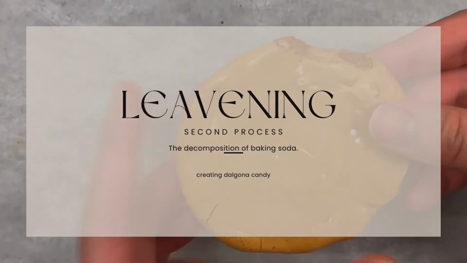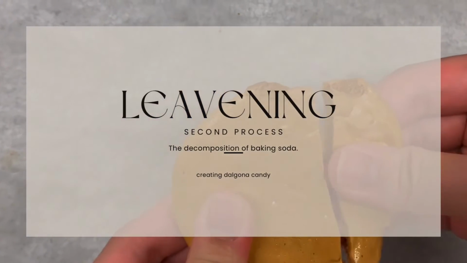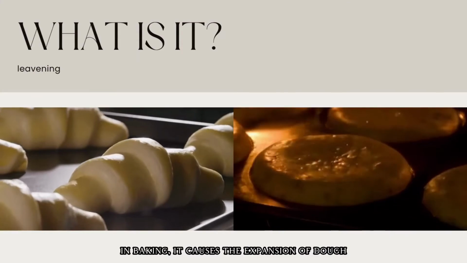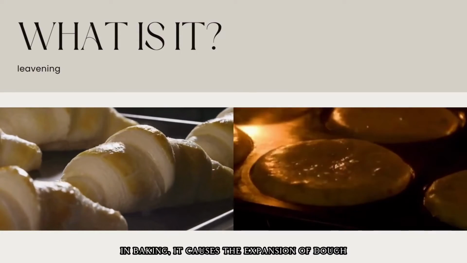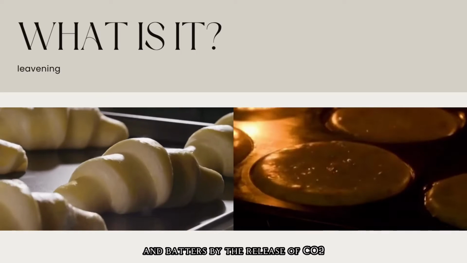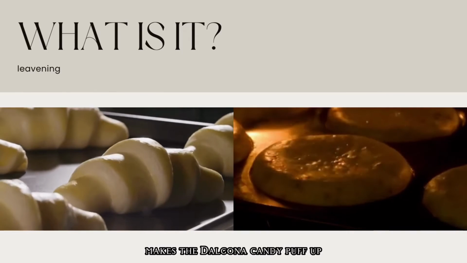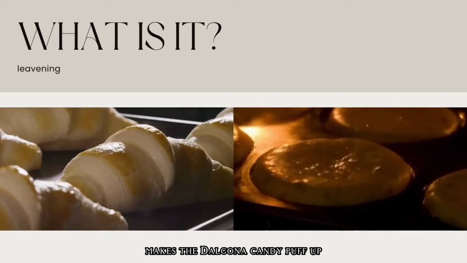The second reaction in Dalgona candy is leavening, which is the decomposition of baking soda. In baking, it causes the expansion of dough and batters by the release of CO2. The carbon dioxide produced during its decomposition makes the Dalgona candy puff up.